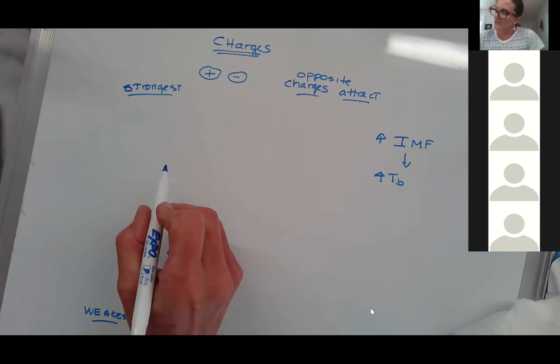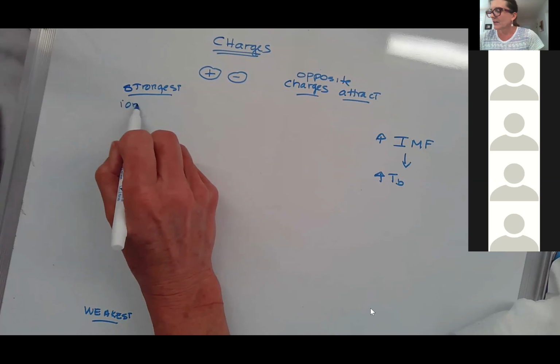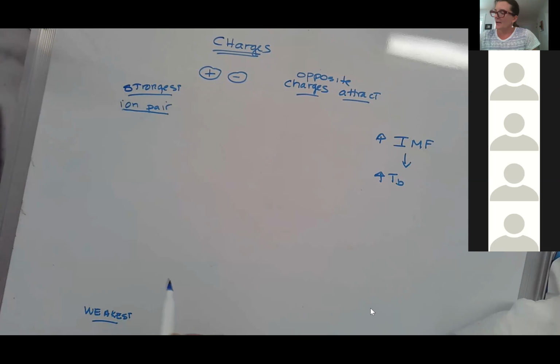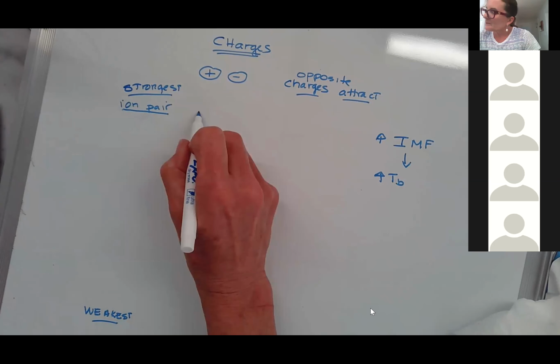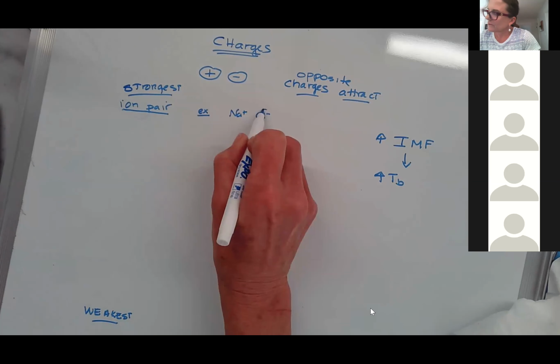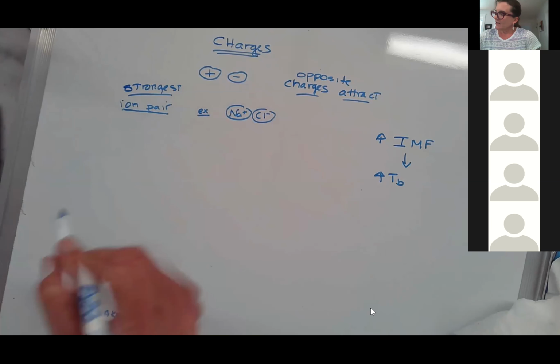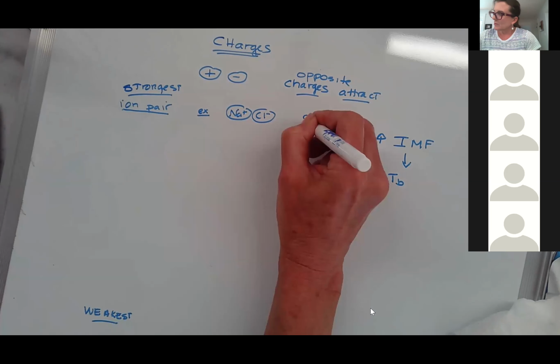And the strongest intermolecular force would be called the ion pair, the interactions that are in a salt crystal. And for that, an example would be Na+ and Cl-. We have a full +1 charge and a full -1 charge. And the interaction between those two ions is worth about 90 kilojoules per mole.